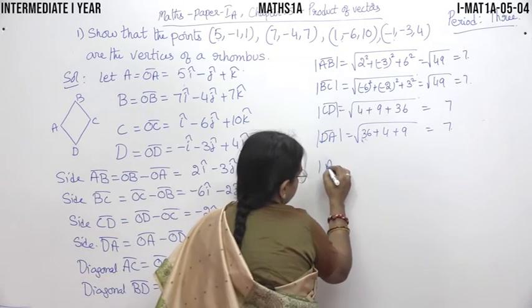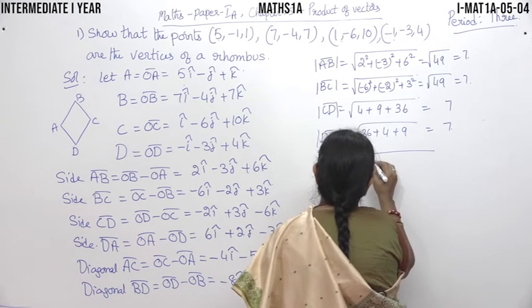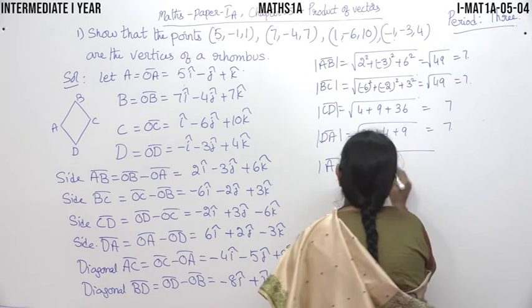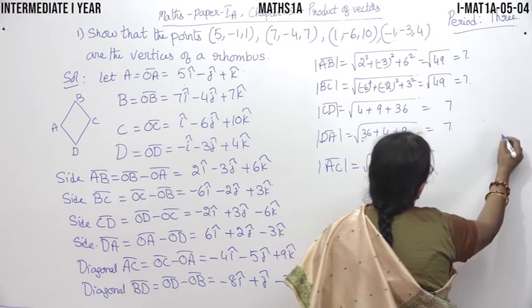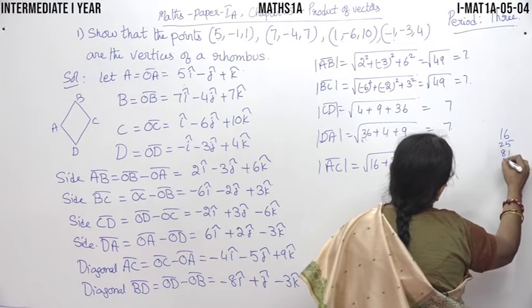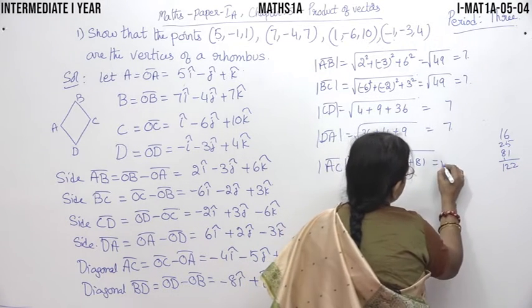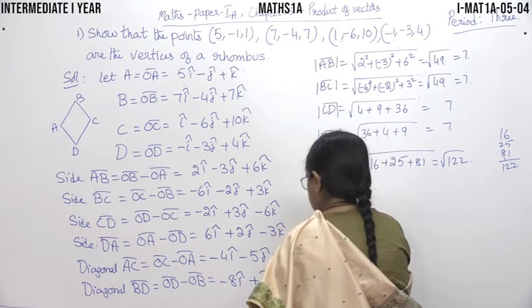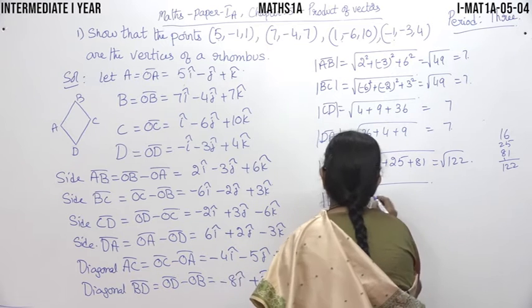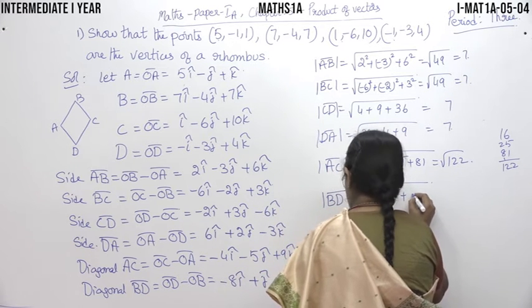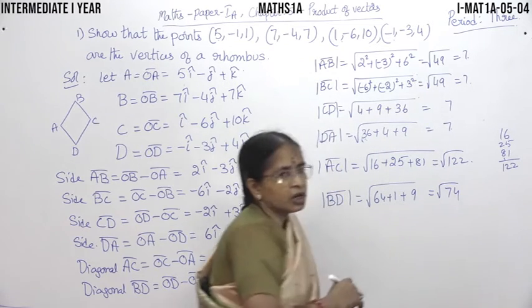So mod AC is root of minus 4 whole square, that means 16, plus minus 5 whole square, that is 25, plus 9 square, that is 81. So it is 16 plus 25 plus 81. So it is root of 122. Now next you find the length of the diagonal BD, that is root of 8 square, 64, plus 1 plus 9. So that is root 74. You can see that the diagonals are not equal.